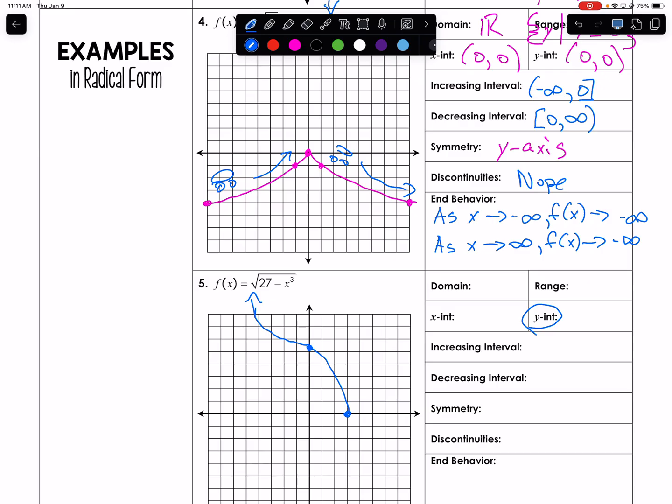Negative infinity to 3, closed off. So parenthesis, bracket. It starts at negative infinity, stops at positive 3. So the range: where do the y values start on this graph? 0. And they go to infinity.